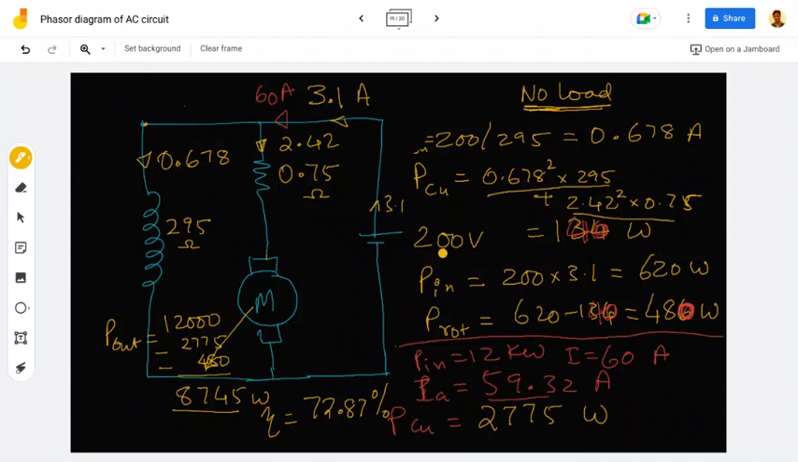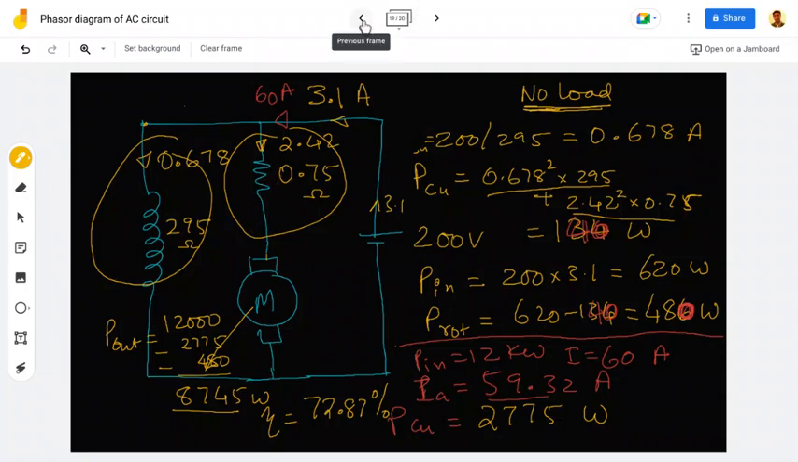Yes. So the copper losses are also of two types. There is a copper loss in the armature, and there is a copper loss in the shunt field winding. This will not change, whereas this will change.